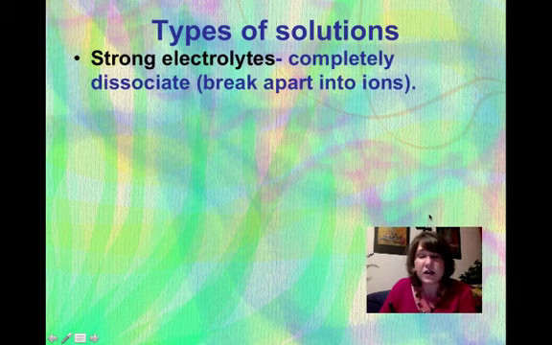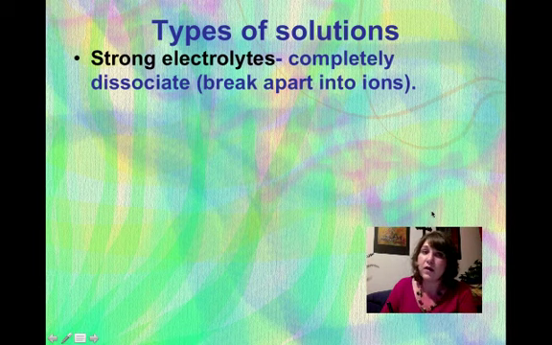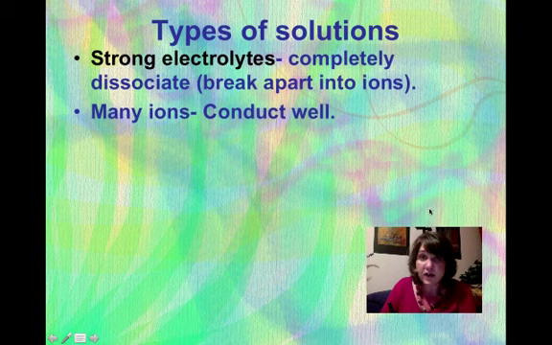First, you would have your strong electrolyte. These are compounds that completely break apart into ions when mixed together with water. That means none of them stay bound up in their molecular form. All you get is ions. So we get a lot of ions, and that means a lot of particles that are free to move. These are very good conductors. They will light up the light bulb in the circuit.